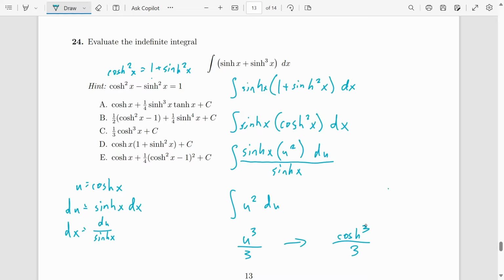Why is that? Oh, that is the right answer. So A, I forgot the plus C, and B, I'm blind. The answer is C.